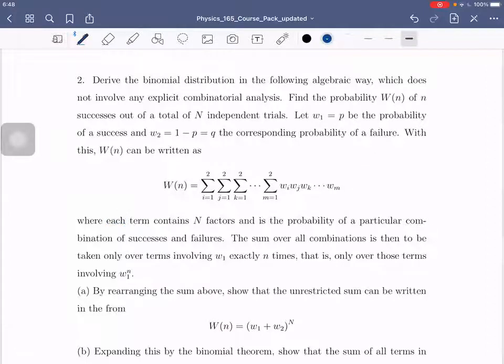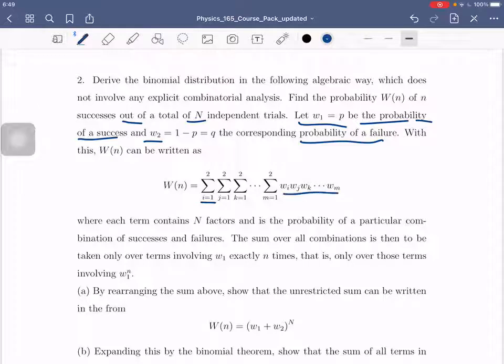derive the binomial distribution in the following algebraic way, which does not involve any explicit combinatorial analysis. So find the probability W of N successes out of a total of N independent trials. So let W1 equals P, the probability of success, and W2 just be Q or 1 minus P corresponding probability of failure. So dahil medyo madami siya independent trial, you have to multiply yung mga yan. And since we have 2 probability, you have to take the summation from 1 to 2 lang naman.